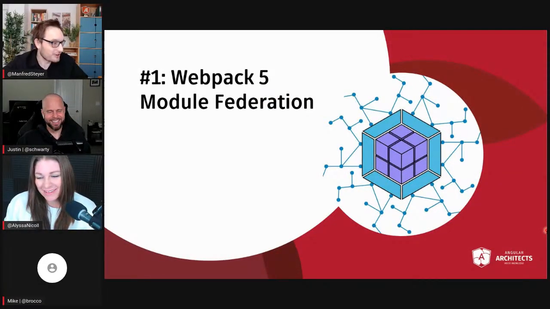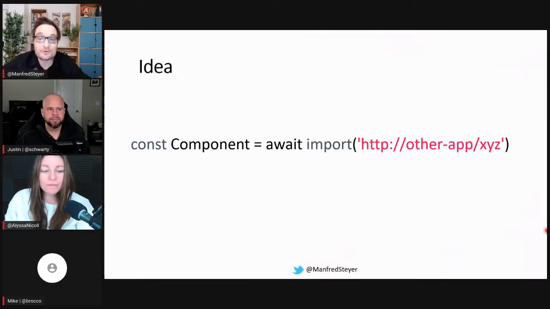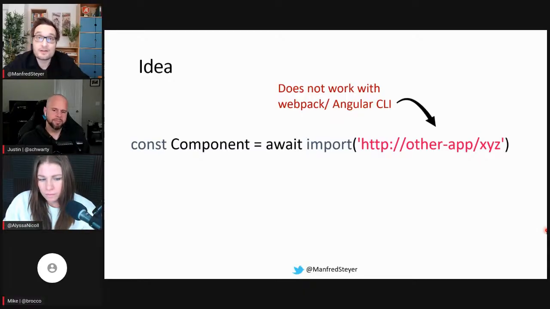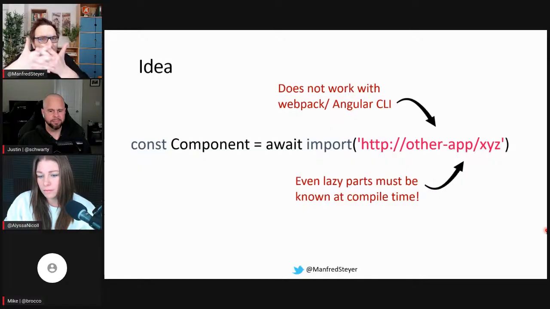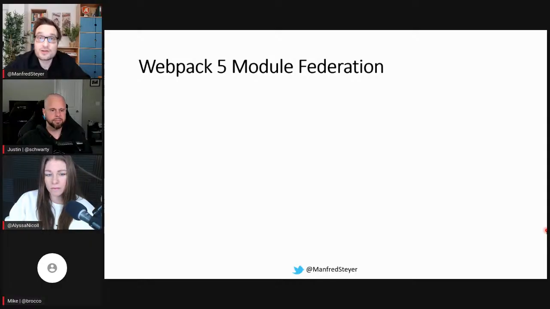So module federation, those are the 4 slides I've shown you before. The idea is to load separately compiled code. At the end of the day, the idea is to do something like this. This was not possible before because Webpack does not allow scenarios like this. Webpack, and so the CLI, using Webpack underneath, assumes that everything is there at compile time because everything is built together and everything is optimized together. Think of tree shaking, for instance. But now with module federation, this works.